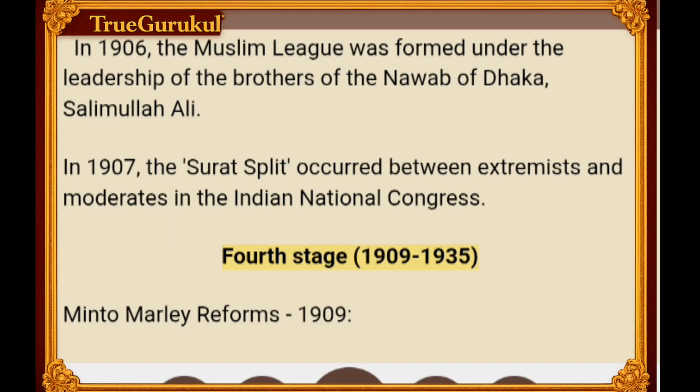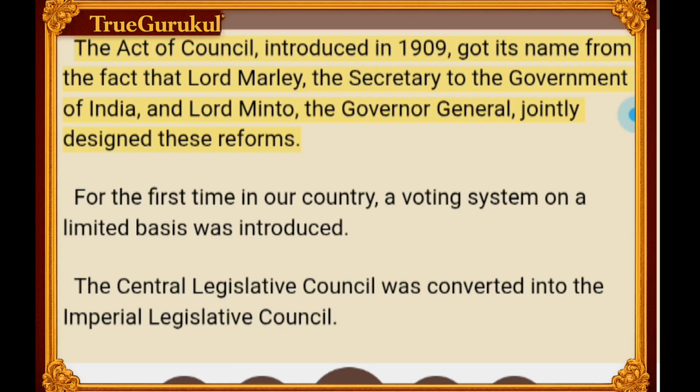Fourth stage, 1909-1935. Minto-Morley reforms, 1909. The Act of Council, introduced in 1909, got its name from the fact that Lord Morley, the Secretary of State for India, and Lord Minto, the Governor-General, jointly designed these reforms.